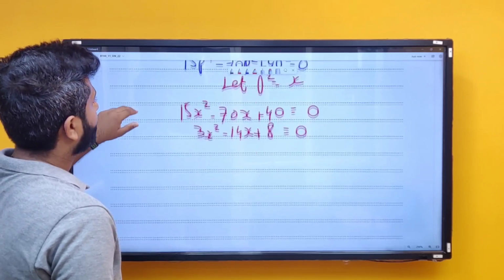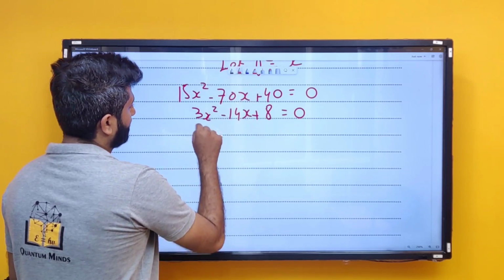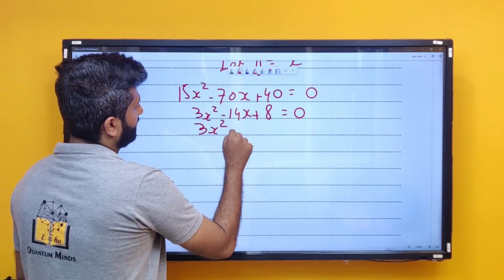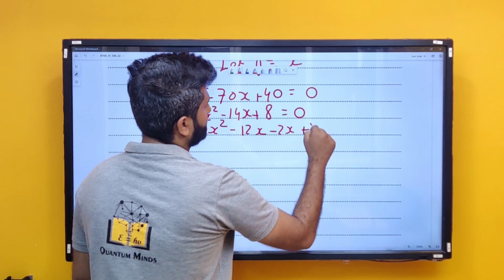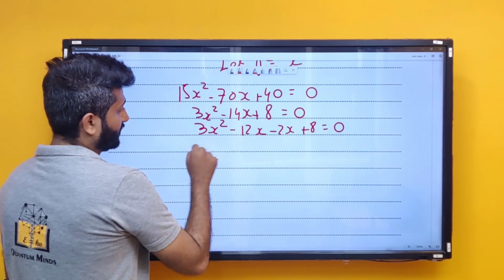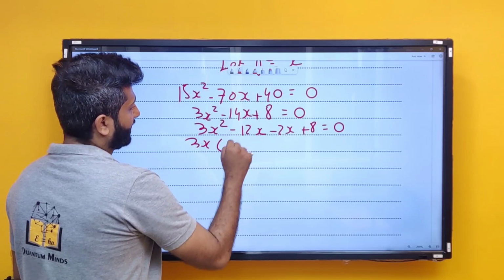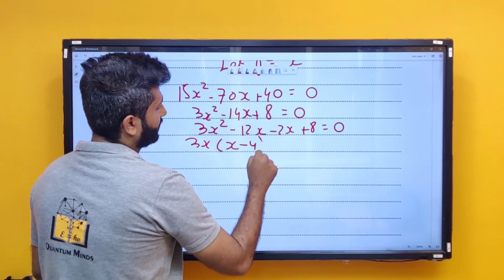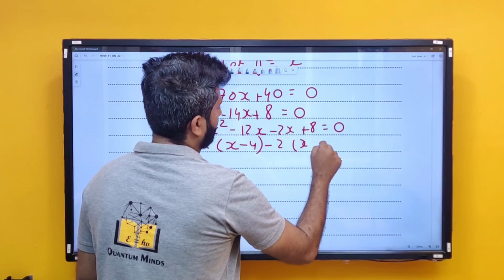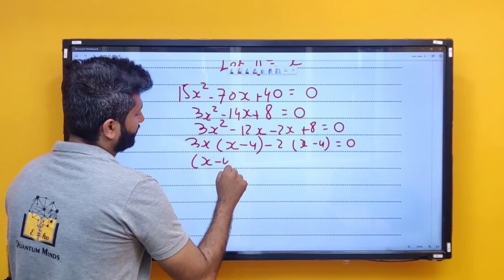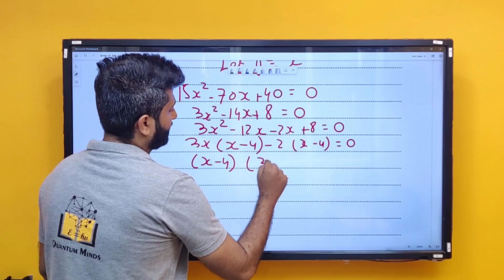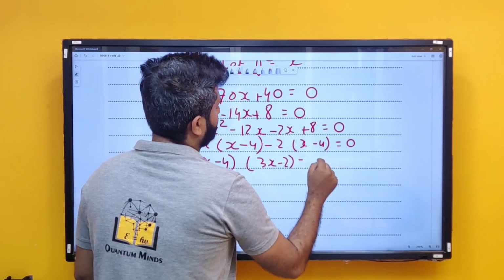Okay. So if you factorize this, this is going to be 3x square minus 12x minus 2x plus 8 equals to 0. So if I take 3x common, I have x minus 4, and if I take minus 2 common, I have x minus 4 equals to 0. So first is x minus 4 equals to 0 and 3x minus 2 equals to 0.